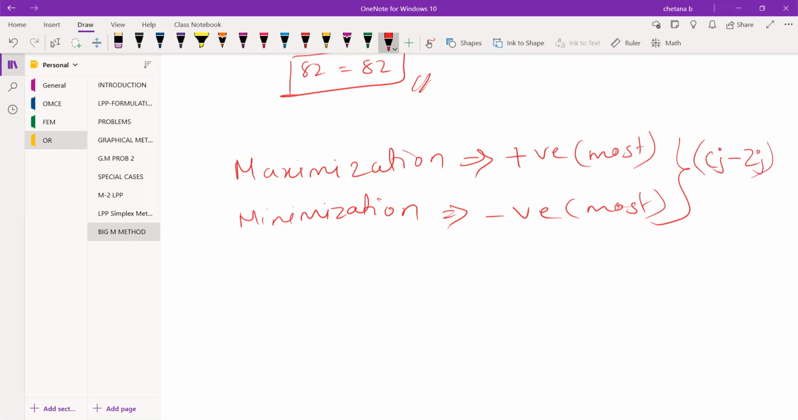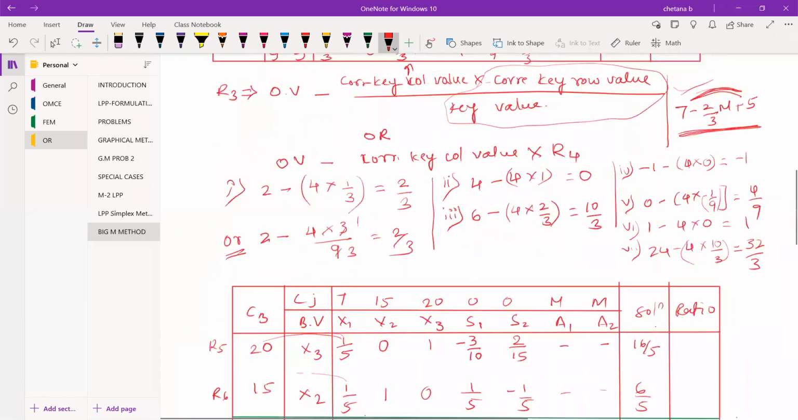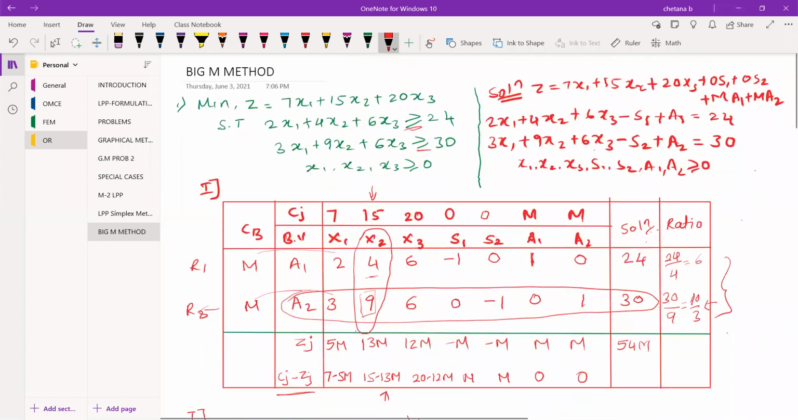But for the ratio, it remains the same. You need to pick the minimum for the ratio. If you have the same values in the ratio, that only I'm talking about. Say you're getting 6 and 10 by 3. If you're getting, say, 6 and 6, then the question arises, which one will we need to take? This type of problem comes under the concept of degeneracy.